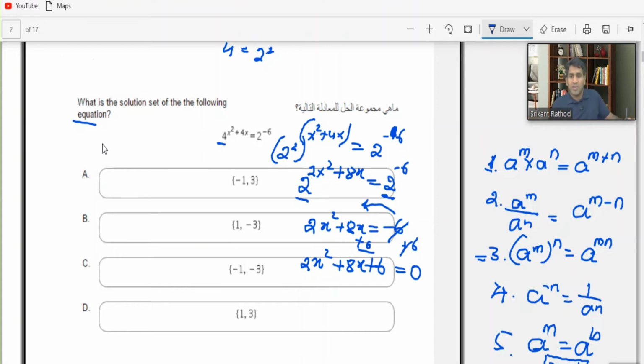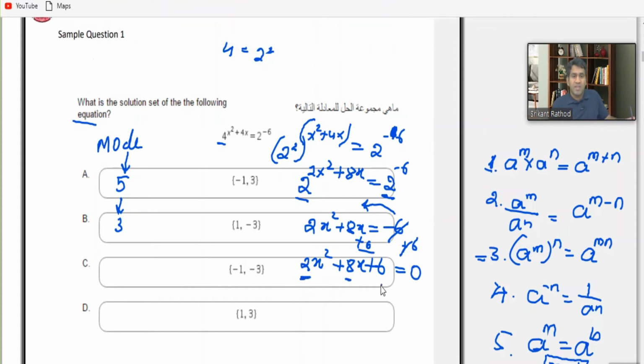You have to use a scientific calculator operation. That is, first you have to press the mode button which is available on your calculator, then press 5, and then press 3. So if you press mode 5 3, the calculator automatically takes you to the quadratic equation form, and then you just need to enter the coefficients of x square, coefficient of x, and the constant term.